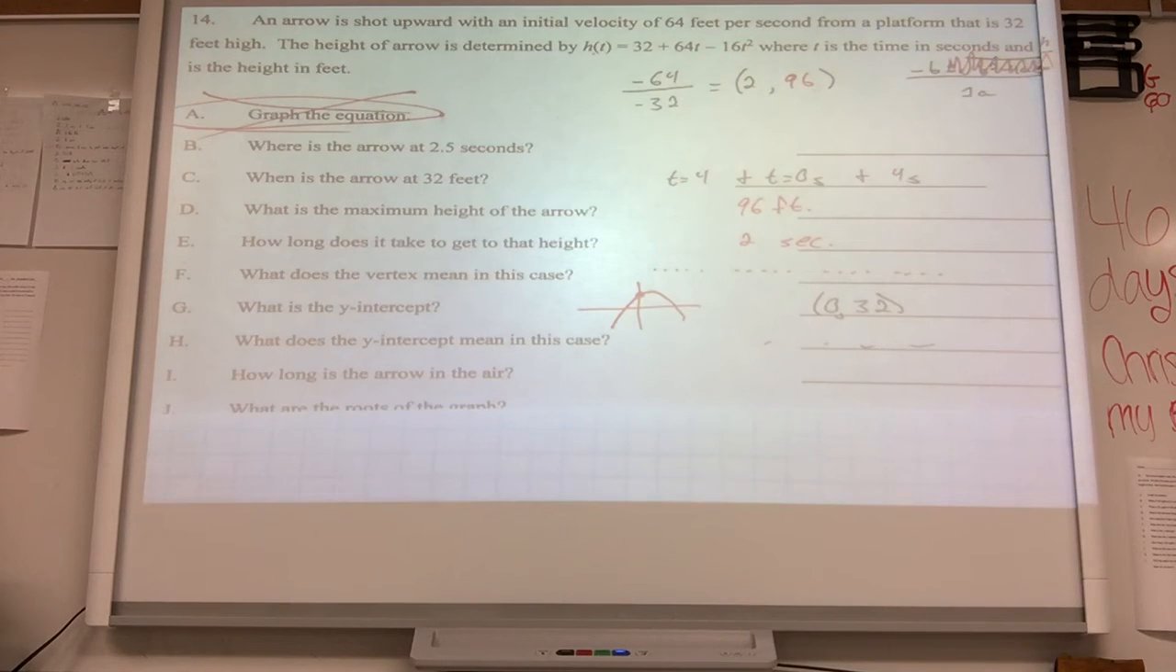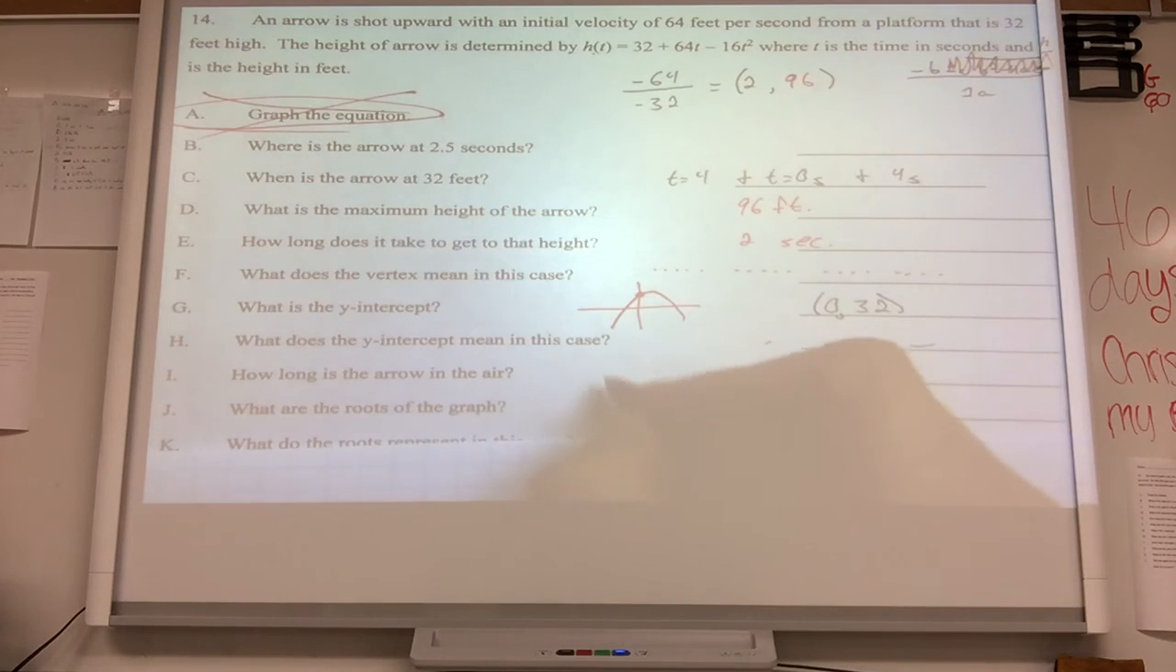How long is the arrow in the air? To solve that, you need to find the roots, okay? So again, just visualizing what's going on. How long is this arrow in the air? Well, it gets shot like this, comes down, something like that, right? That's 32 feet high. How long is it in the air? Well, you're looking for your zeros.